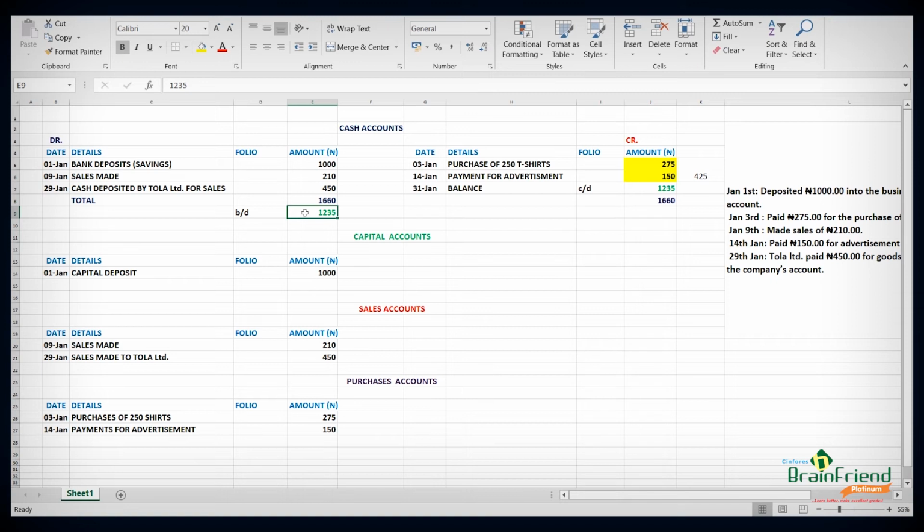So what is left in the firm's account for running the business is 1,235 naira, and that is recorded as balance brought down and then under the debit side of the account because it is money that belongs to the firm. The firm still has the ability to use it. The firm is not spending the money.